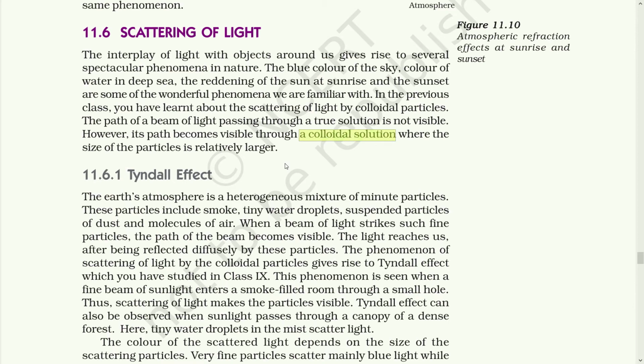So, we are going to study the same thing that we have studied in standard 9. We are going to study scattering of light, and that scattering of light is only visible due to the atmosphere having dust particles and humidity in it, which creates a colloidal solution in the atmosphere, and that colloidal solution creates a phenomenon called scattering of light. One of its effects is the Tyndall effect.